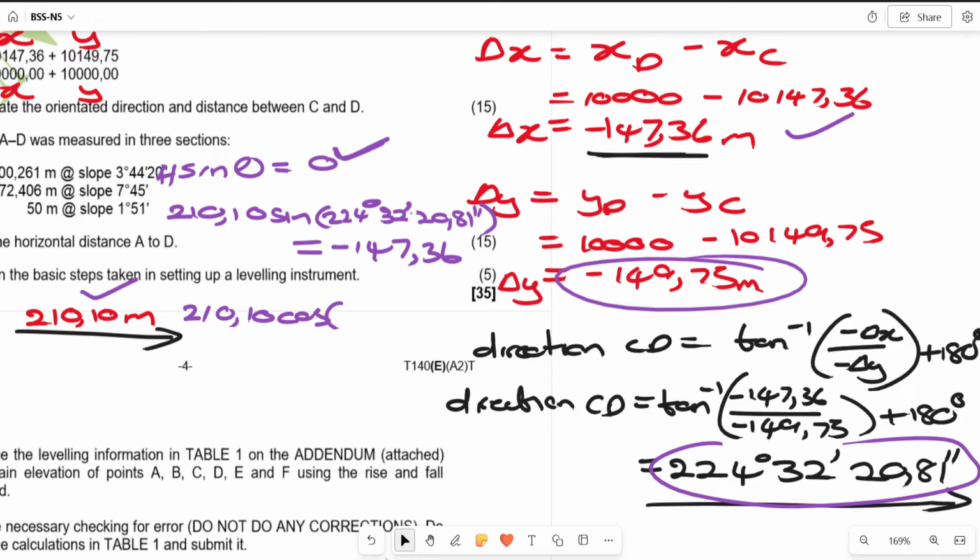If you don't understand this, do let me know in the comment section. It's very easy, it's very easy. All right, so guys, that is how you do that question and get yourself the marks that you need.